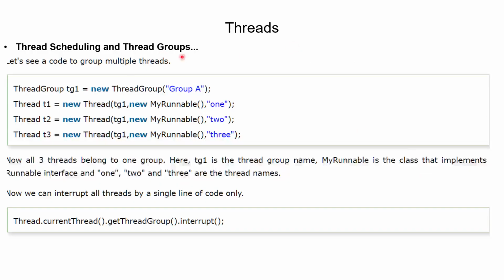So let's take a look at an example of using a thread group. So first thing we do here is we instantiate the thread group. We'll pass in group A, and that'll be TG1, the object. And notice here we're instantiating threads with TG1 and the Runnable class that implements Runnable. These are all used here for the thread names 1, 2, and 3, which are the objects T1, T2, and T3. And we can interrupt all of the threads with one single line of code. We can take a look at it right here.